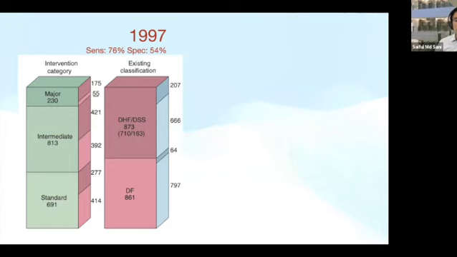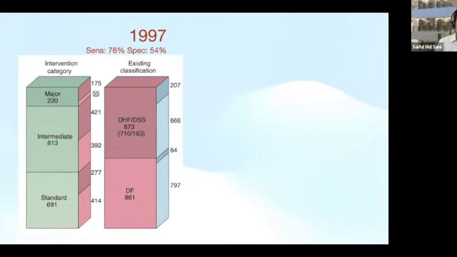There is a lot of discrepancy. The dengue hemorrhagic fever classification covers not just major but also intermediate type of intervention, and that's difficult when you've got to be specific in terms of your treatment, in terms of your monitoring. So they found that the sensitivity is quite reasonable at 76%, but the specificity is quite poor. It's just a little bit better than chance. The specificity was 54%.